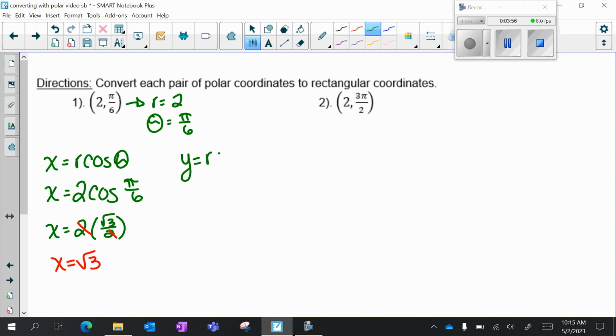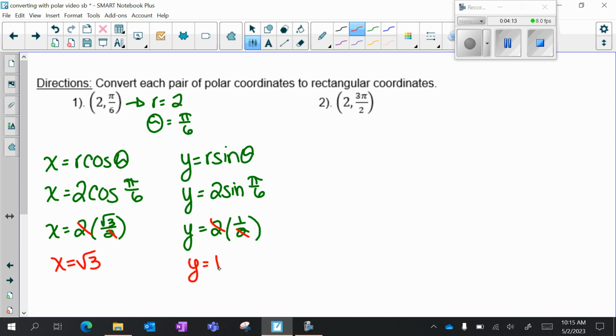Y is equal to r sine theta. So y is equal to 2 sine pi over 6. Sine of pi over 6 is 1/2. 2's cancel again, or rather divide out. So y is equal to 1. So this is the point, radical 3, comma 1. A quick check that I like to do for myself is that this is going to be in quadrant 1. It's a quadrant 1 angle, pi over 6. And this is xy, which is also quadrant 1.